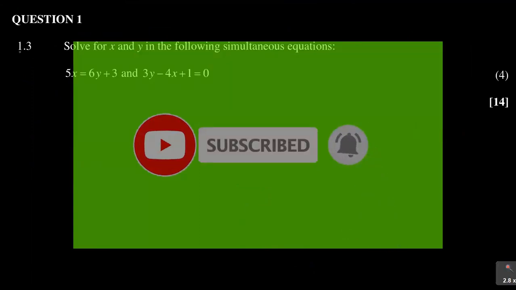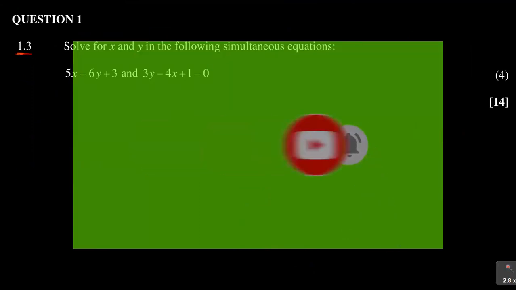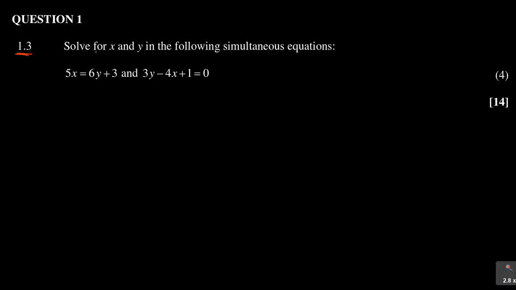And then let us look at question 1.3. Question 1.3 says we need to solve for x and y in the following simultaneous equations. Simultaneous means you have to work them together at the same time. This is 4 marks. Again, there are ways of solving this. I'm going to focus on 2 different methods of solving these simultaneous equations, and the first one, I will use the elimination method.